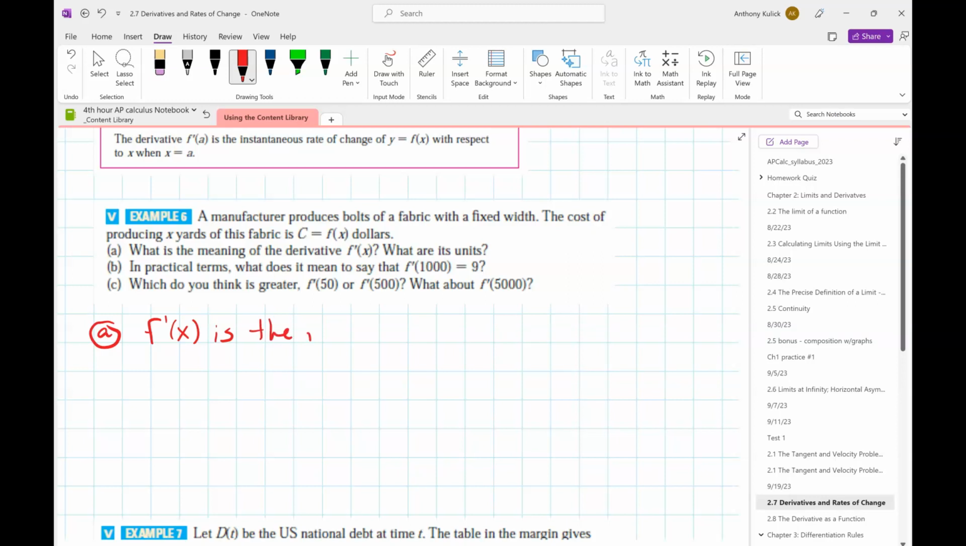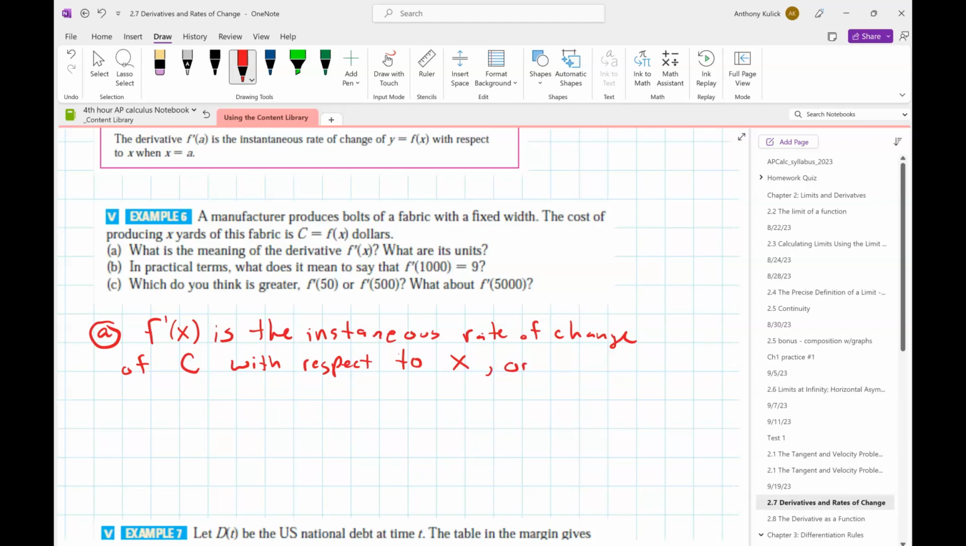So if you're asked this question, it needs to start: it's the instantaneous rate of change of what quantity? Cost of fabric, of C, right? That was our cost of fabric, yep. With respect to, so this is your dependent variable, right? The yards of fabric, x. With respect to x, yep, that's your independent variable.